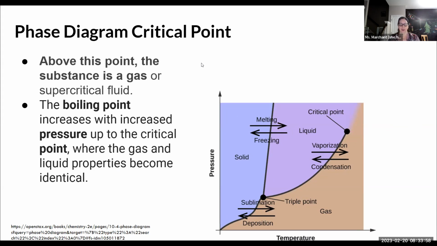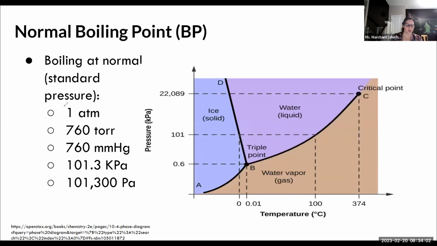Normal boiling point: the boiling point at normal or standard pressure. So these are a good list of numbers to memorize, not just for remembering that they are all standard pressures, but they're also your conversions. 1 atmosphere is equal to 760 torr. 1 atmosphere is also equal to 101,300 pascals. These are all equivalent things for standard pressure. They're just in different units.